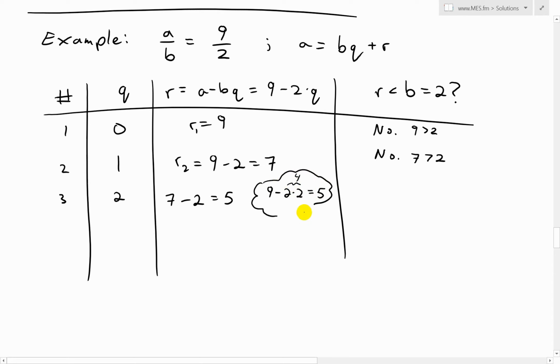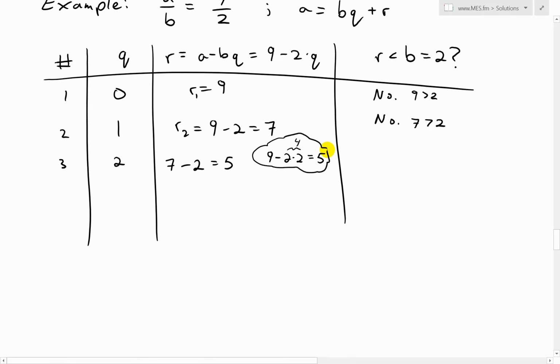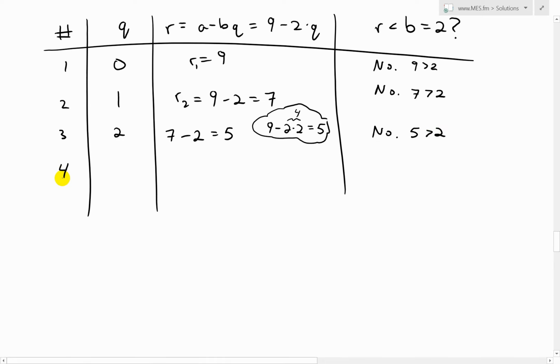So you could plug that in, or just do the one we derived above, where you just subtract b from the previous r. So now we check, is r less than b? No, because 5 is greater than 2. So we continue to the new one here. So now the value of q increased by 1 is 3. So now we have 5 minus 2 equals 3. Is 3 less than 2? No, because 3 is greater than 2.